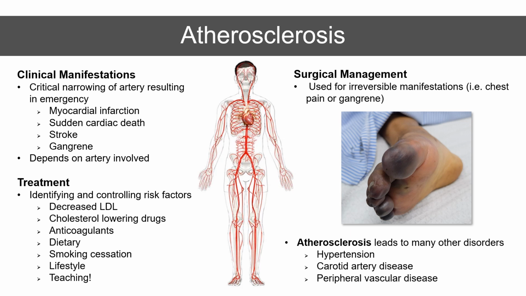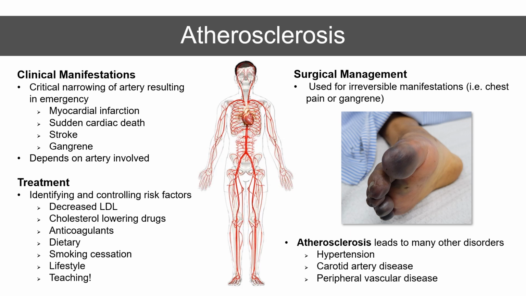Signs and symptoms depend on which artery has the problem. Is it an artery that feeds the brain? Is it an artery that feeds the leg? And the smaller it is, it can turn into a medical emergency. If it's in the heart, that can lead to myocardial infarction or sudden cardiac death. If it is a vessel feeding the brain, then we can have a stroke. And if it's a vessel feeding a limb, then that limb can become gangrenous.